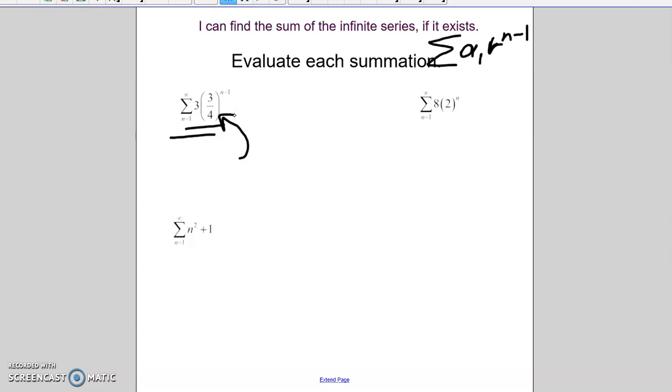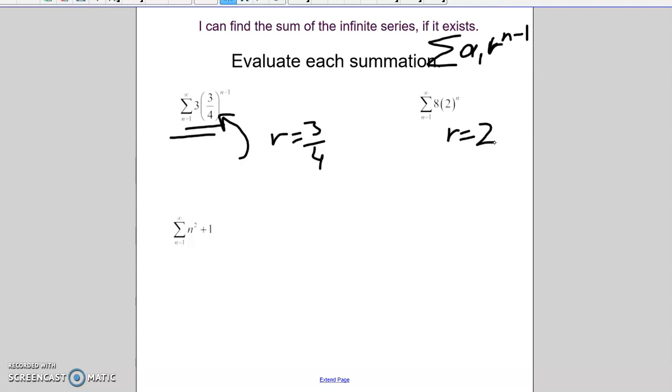So as soon as you see that, you know that is your r value. My r value in this case is 3/4. Even if it doesn't have an n minus 1, check out this second example. It's got a 2 raised to the n power, so my r in that case is equal to 2. So that's a quick way to see what your r value is for geometric sequences, as long as it's in that kind of base raised to an exponent. Your r is raised to the exponent.